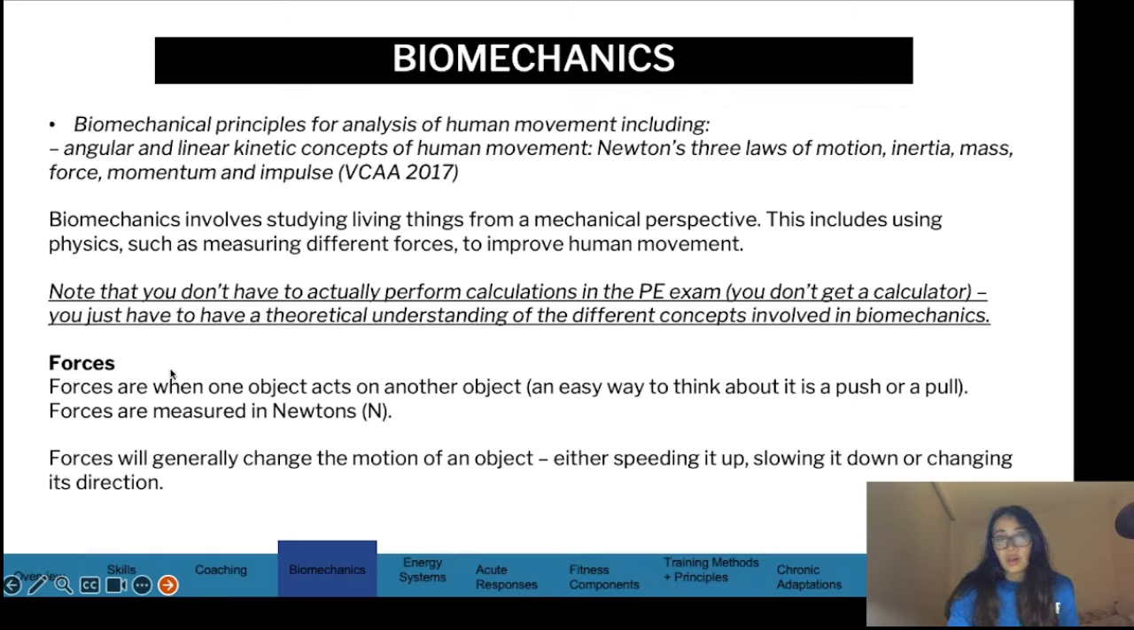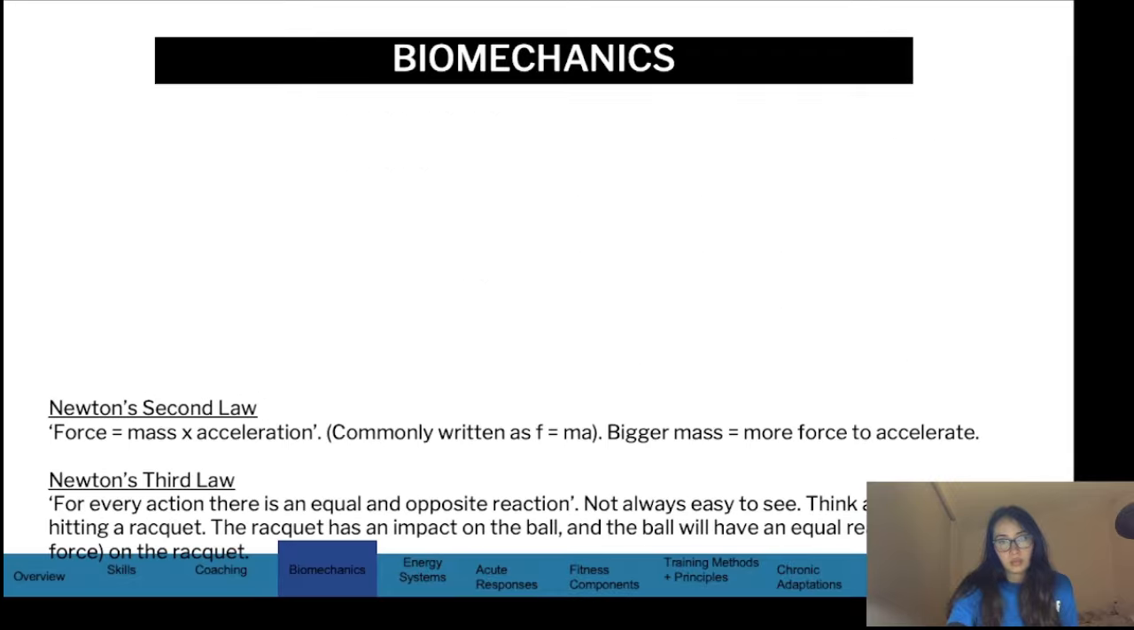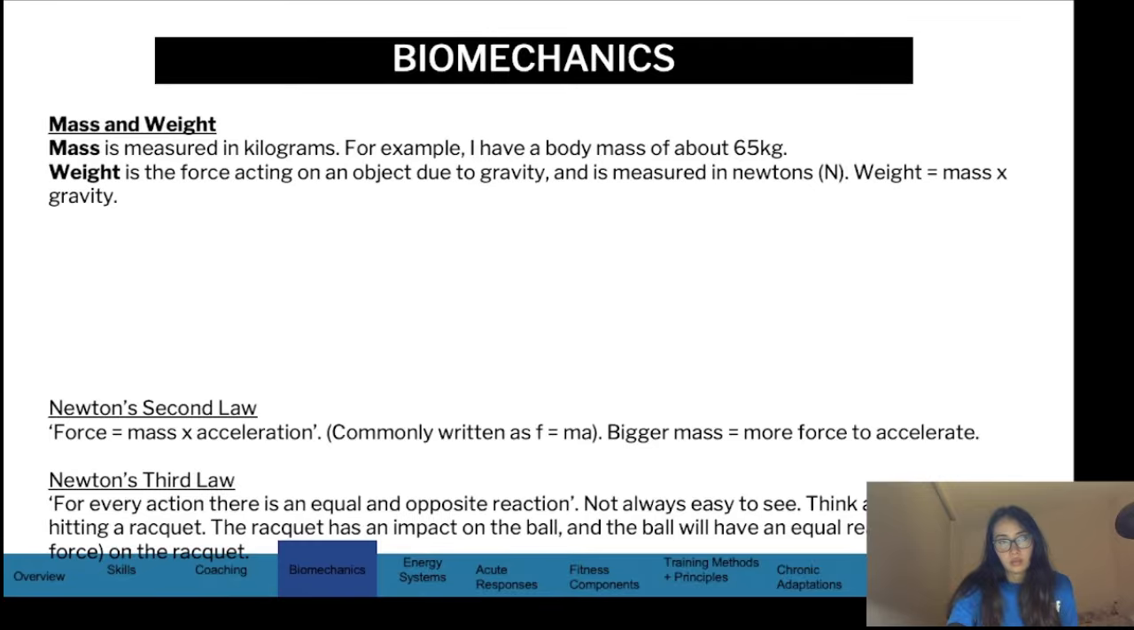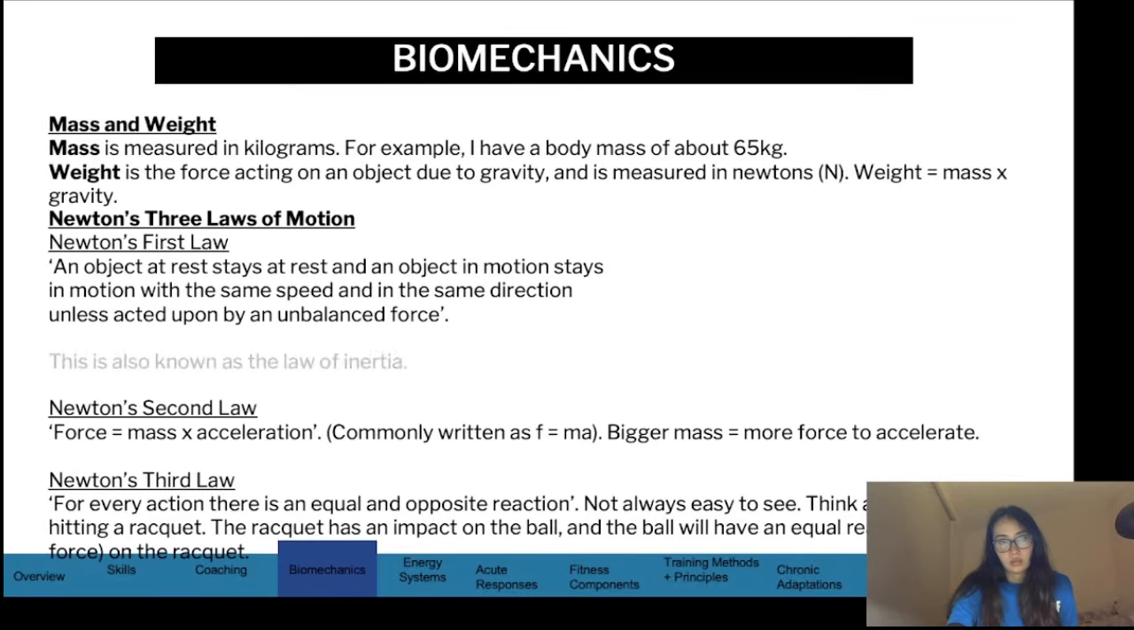One of the main definitions is the word force. Forces are when one object acts on another object, a push or a pull. These are measured in newtons, and forces will generally change the motion of an object, either speeding it up, slowing it down, or changing its direction. I know there's a lot of writing here, and I'm sorry, but hopefully this makes sense.